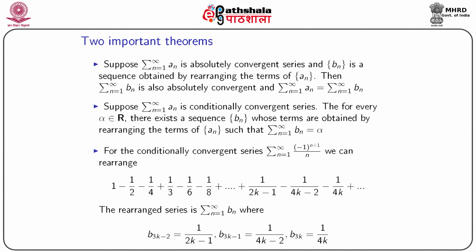For this rearranged series, sum over n from 1 to infinity b_n, we can check the convergence and show that it converges to some alpha, and we can find that alpha too. So this is the hint, and if we proceed in this way we can find the limit.